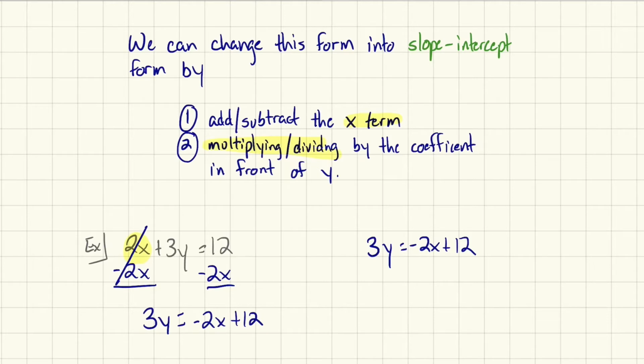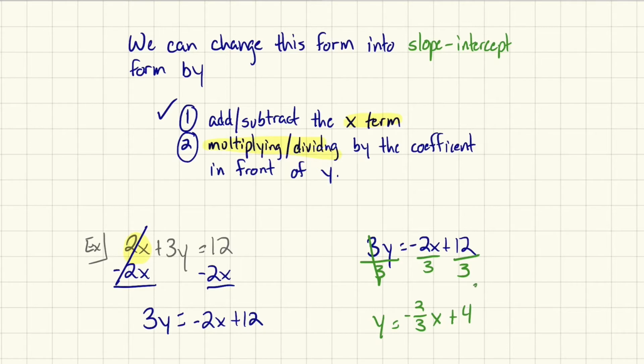So we've done step one. We've added or subtracted the x term. Now what we've got to do is come back and take care of step two. And that means multiplying or dividing by the coefficient in front of y. So to get y by itself, I'm dividing by 3. It's important that we divide every single thing by 3, even if that means we get a fraction. So 3 divided by 3 cancels out. That leaves me with y. Negative 2 divided by 3 doesn't go evenly, so that gives me negative 2/3 x. And then 12 divided by 3 works, and that's positive 4.